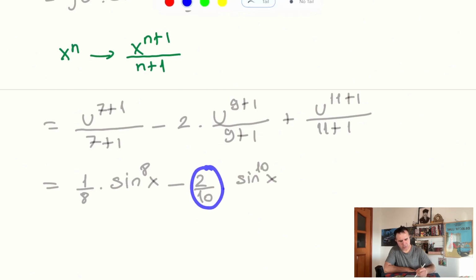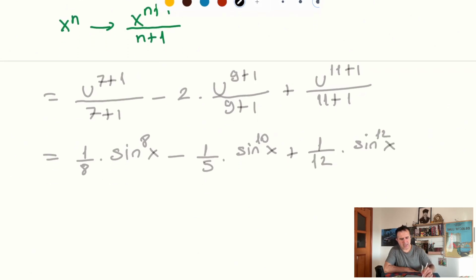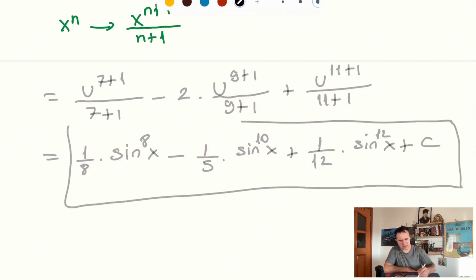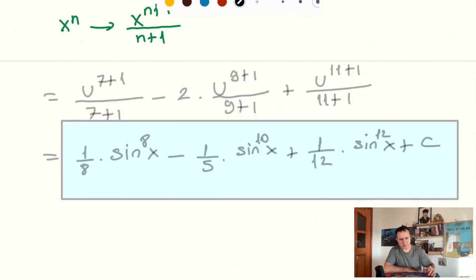2 over 10 is 1 over 5, so I will write 1 over 5, plus 1 over 12 times u to the power of 12, sine to the power of 12x. And since this is an indefinite integral, I will add the constant c here, and the answer is this.